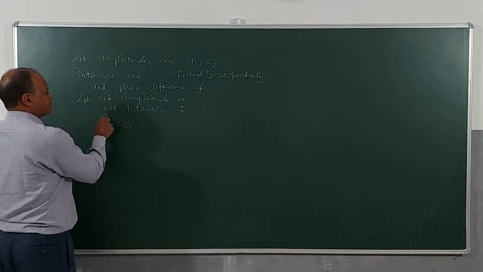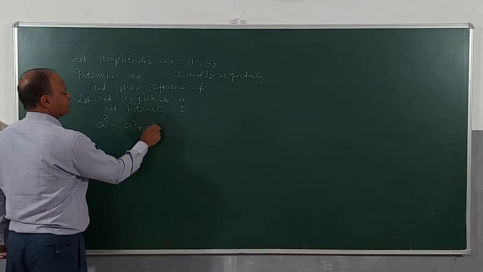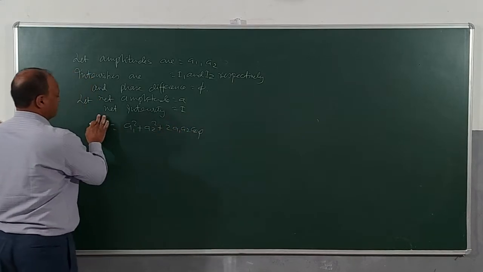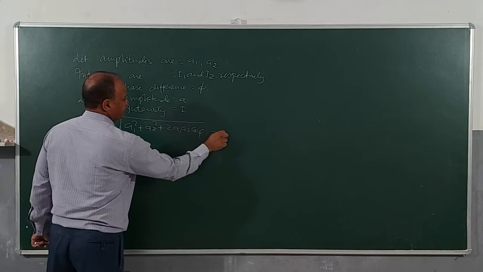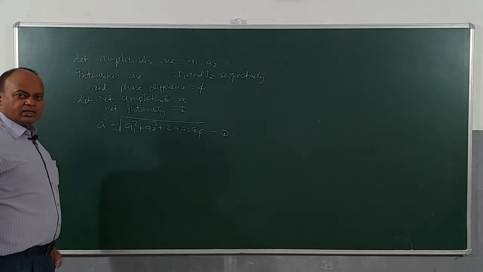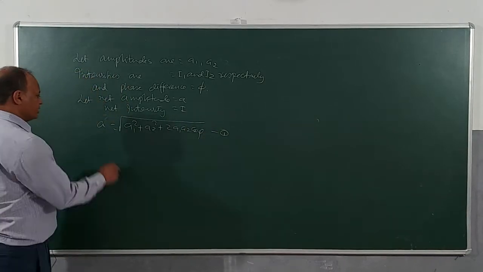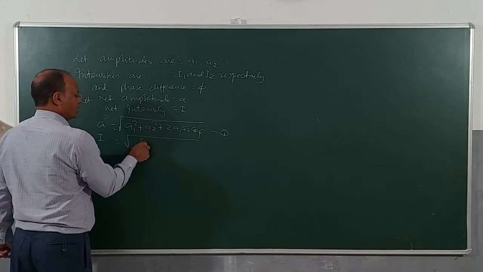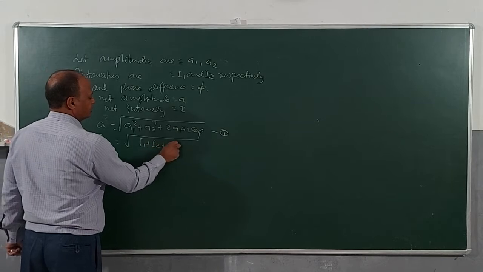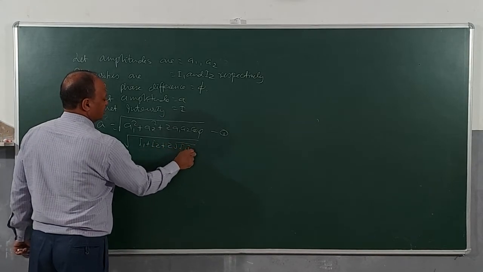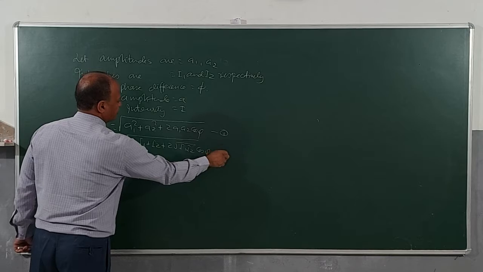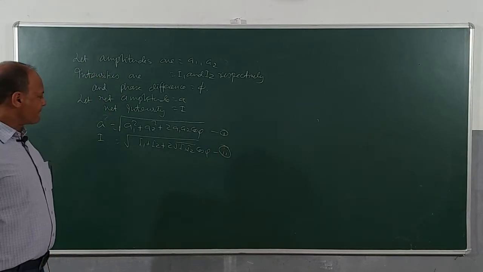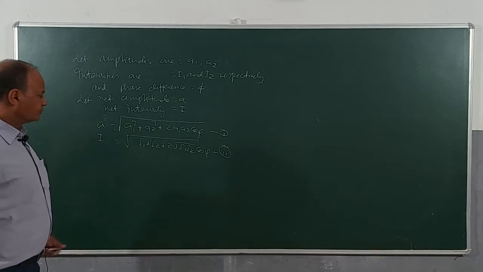Then A square will be A1 square plus A2 square plus 2 A1 A2 cos phi. First formula. The second formula for intensity, children, is I is equal to I1 plus I2 plus 2 root I1 I2 cos phi. Clear? This is I.